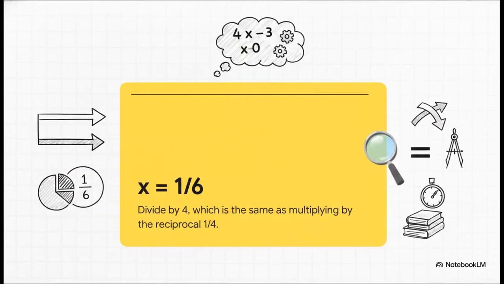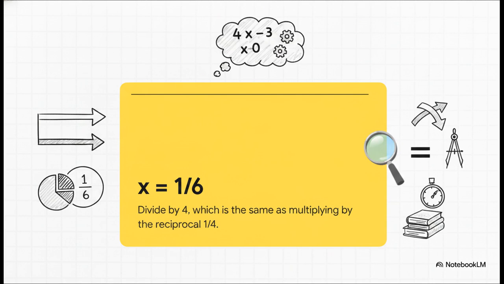All right, if you remembered to multiply by the reciprocal to get 1/6, fantastic job. Seriously, well done. To isolate x, you needed to divide both sides by 4. But remember our error trap from just a minute ago? Dividing by 4 is the exact same thing as multiplying by its reciprocal, which is 1/4. So 2/3 multiplied by 1/4 equals 2/12. And that beautifully simplifies right down to 1/6.